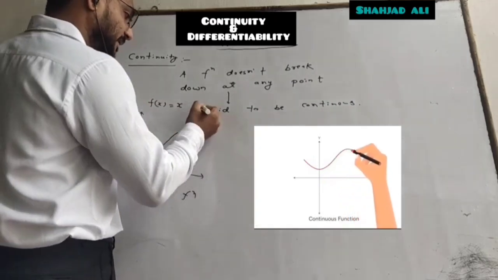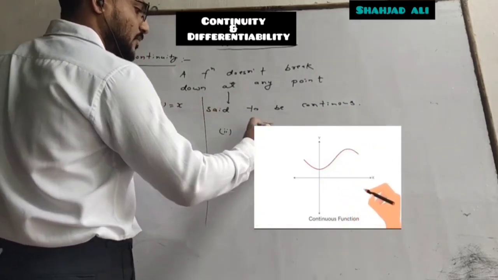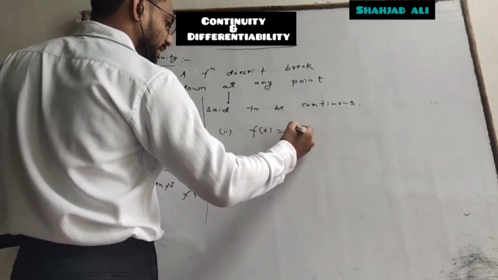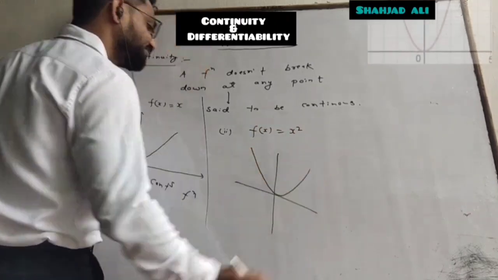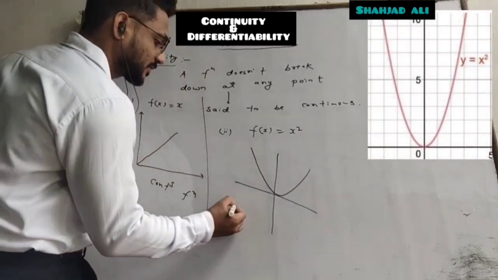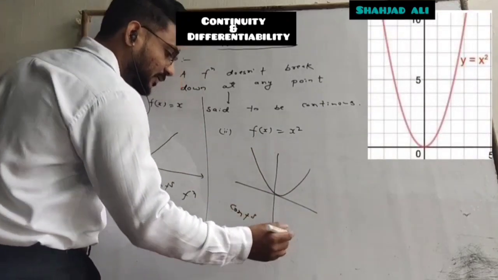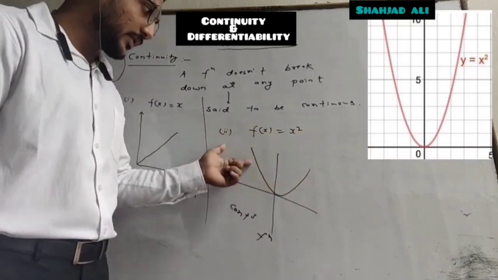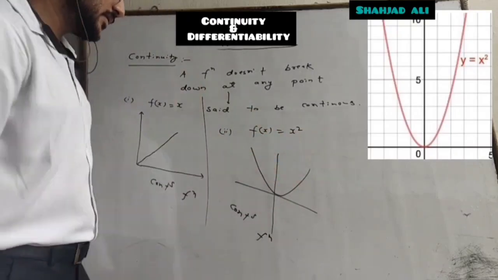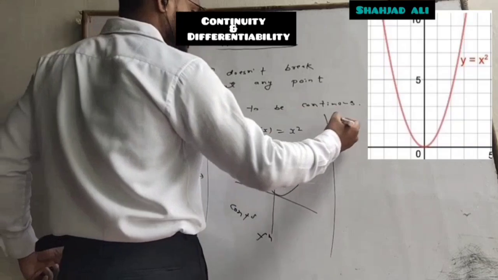Let's take another example like f(x) equal to x square. So it will be somewhat like this. This is also a continuous function. Why? Because this can also be drawn without lifting the marker. In graphical method, we can say that if we can draw without lifting the marker, it is a continuous function. But let's see another one.